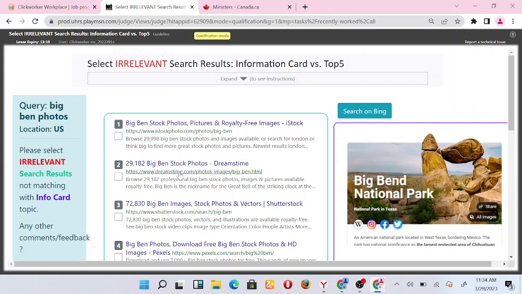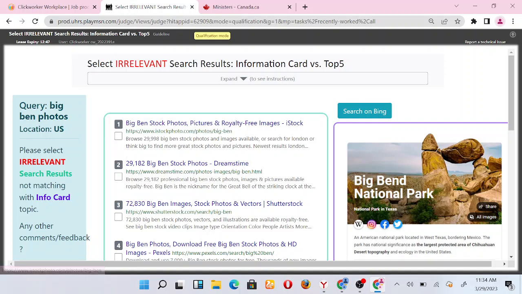Big Ben Park. Uh-huh. Look at this place. That's why I say you should forget about here. They are talking about Big Ben photos, and this one is talking about Big Ben National Park. So there are two different things. Most times the query is always different from the search result, this other info card. So you should be very careful when you are looking at them. So they are talking about Big Ben stock photos.